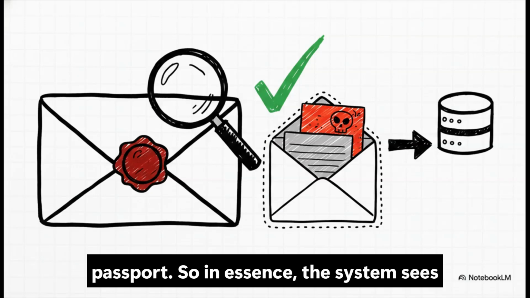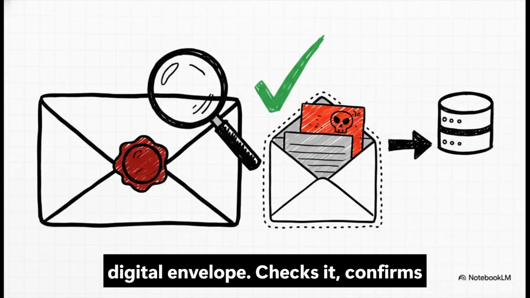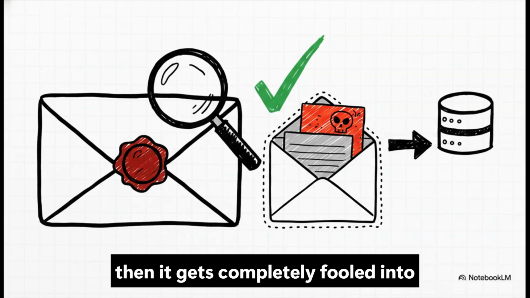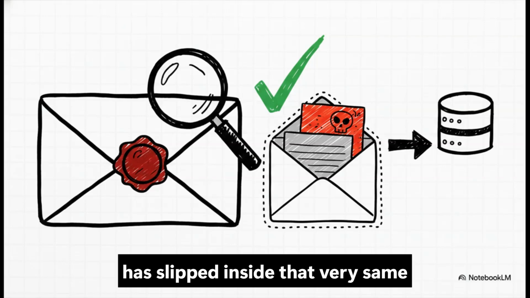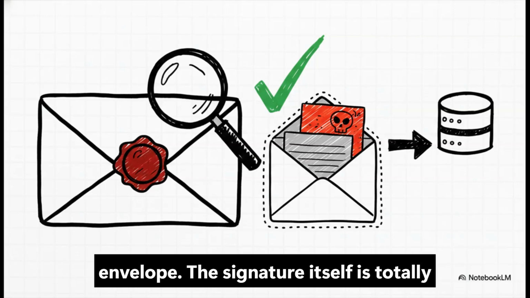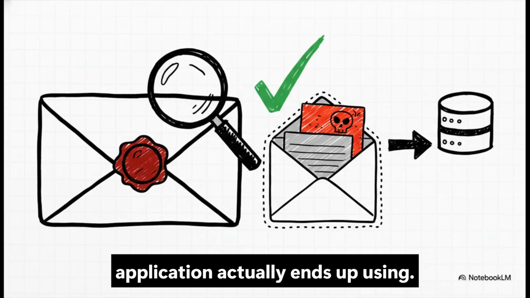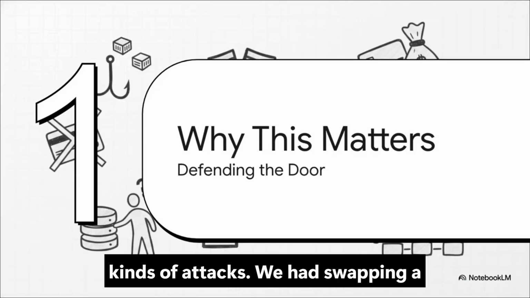So in essence, the system sees a valid signature on the outside of the digital envelope. It checks it, confirms it's legit, and gives a thumbs up. But then it gets completely fooled into reading a fake letter that the attacker has slipped inside that very same envelope. The signature itself is totally valid, but it's not for the data that the application actually ends up using. That's the trick.